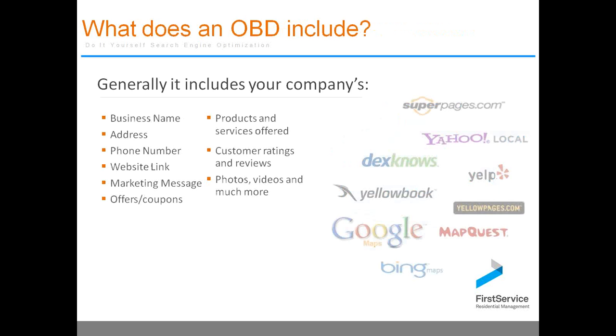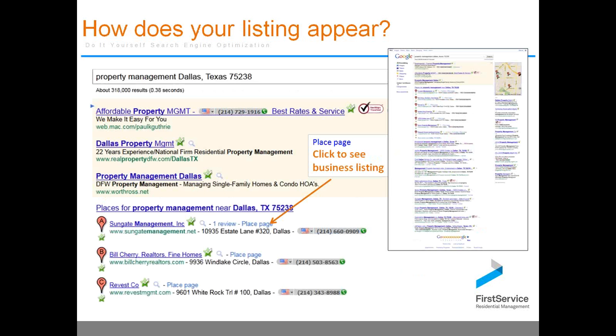Generally speaking, it includes most of the information you expect it to include, which is your business name, address, and phone number. It can include your website link. Some of them allow you to put a customized marketing message. Some of them let you put in offers or coupons. Of course, it demonstrates your products and services. And most of them now have customer ratings and reviews, which is very important. We'll discuss that a little bit. And of course, photos, videos, and other types of information like operating hours and so forth.